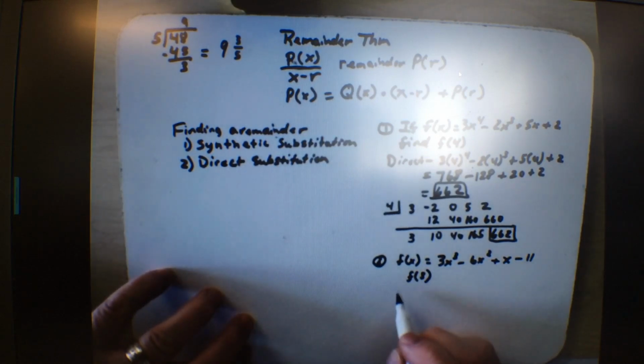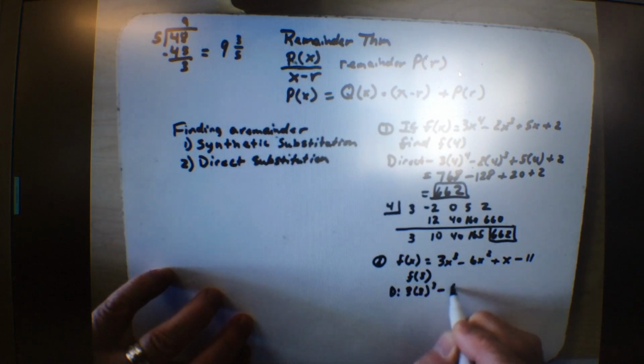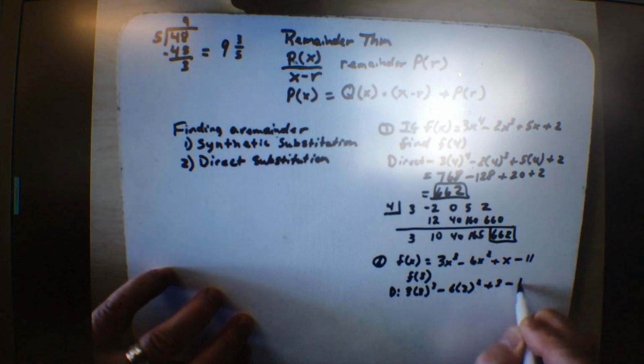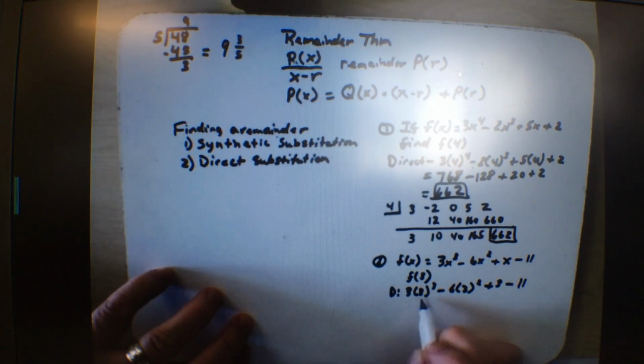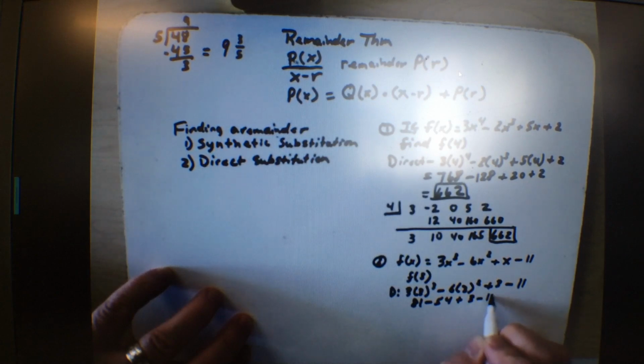So if we put it in directly, I'm going to put a D for directly, we get 3 times 3 cubed minus 6 times 3 squared plus 3 minus 11, correct? So I get 81 minus 54 plus 3 minus 11. Is that right?